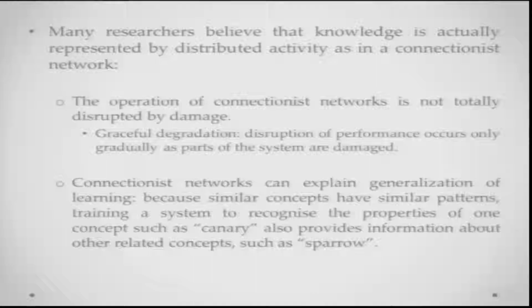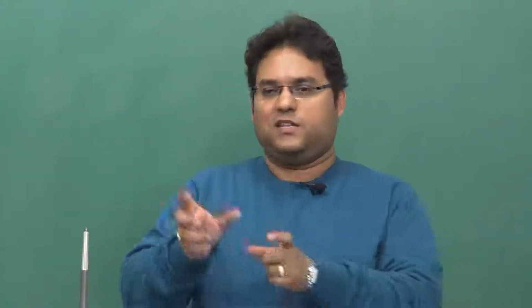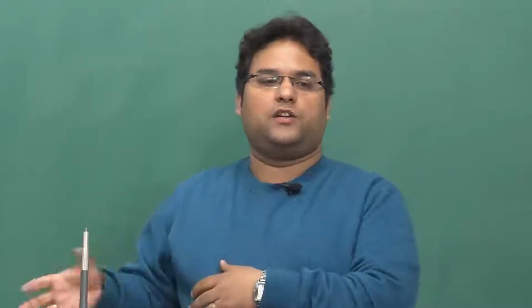Many researchers believe that knowledge in these connectionist networks very closely reflects how knowledge is stored in the human brain. One example is that the operation of a connectionist network is never totally disrupted by damage. It gets disrupted very slowly. This phenomenon is referred to as graceful degradation. What does graceful degradation mean? It means that if one aspect of the connectionist network is damaged, it does not at once break down or shut down the entire system. Very gradually, part by part, node by node, the performance degrades slowly. That is why the reference to graceful degradation.